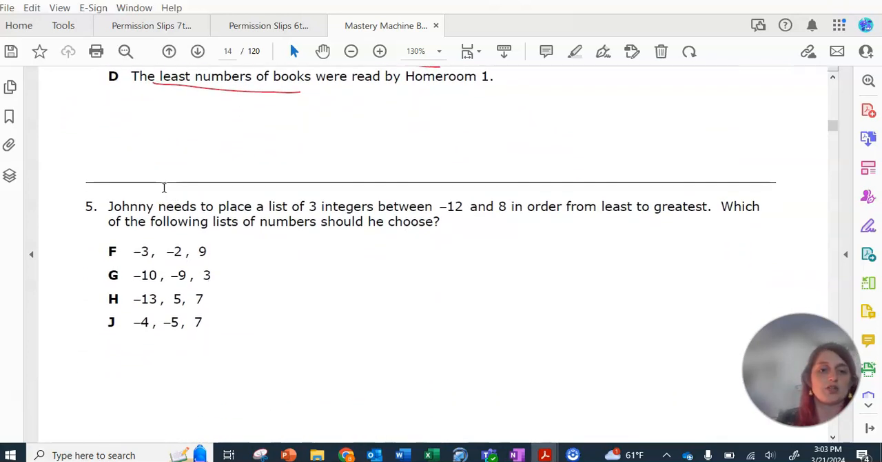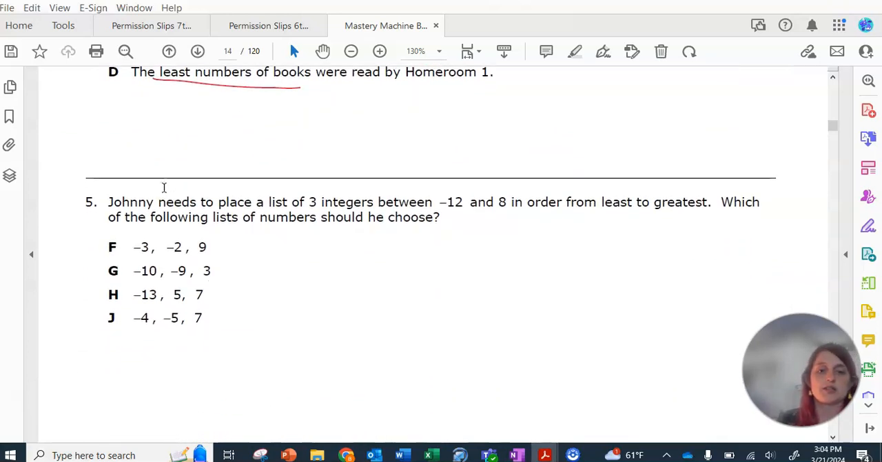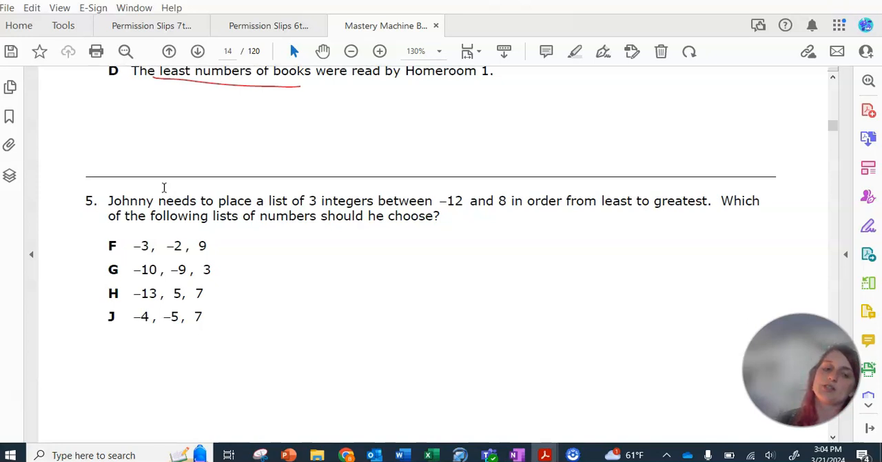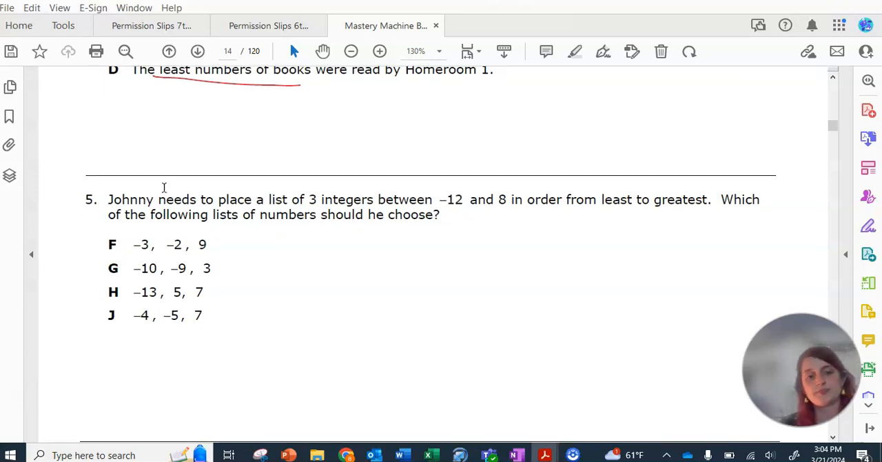Number 5, Johnny needs to place a list of 3 integers between -12 and +8 in order from least to greatest. Which of the following lists of numbers should he choose? So F, -3, -2, 9. That goes least to greatest. G, -10, -9, 3. That goes least to greatest. Wait, we can't have 2 lists. -13, 5, 7, also least to greatest.